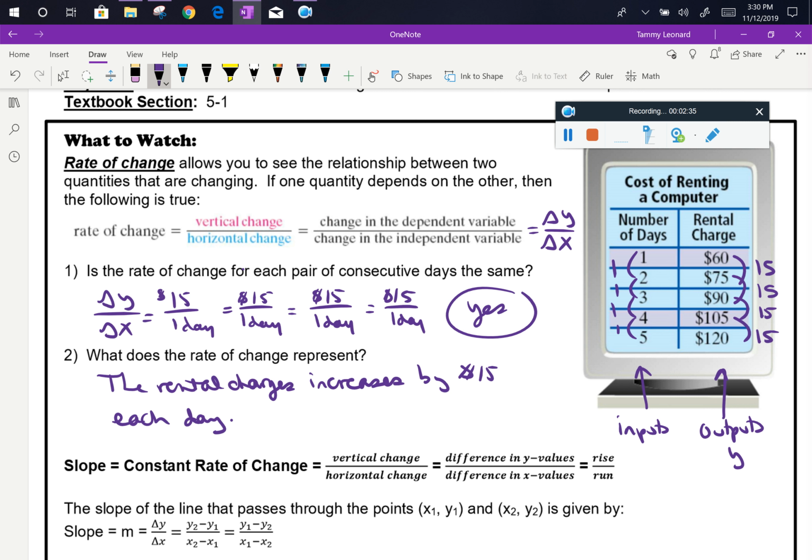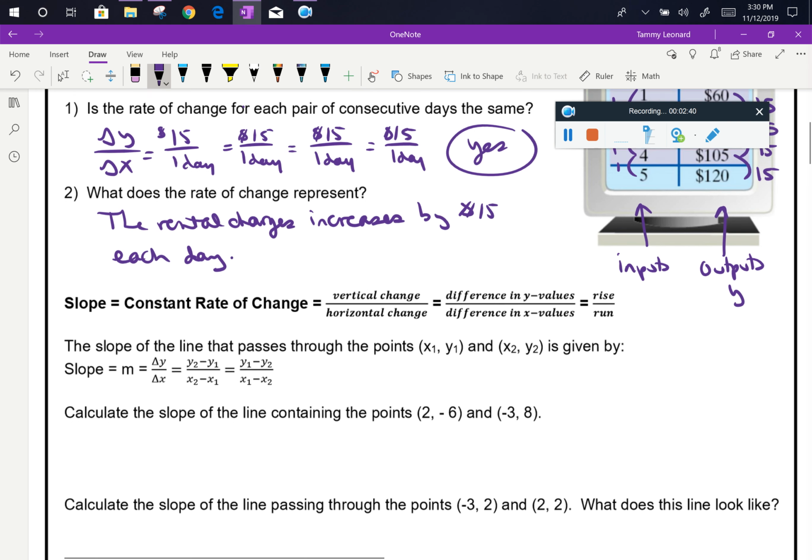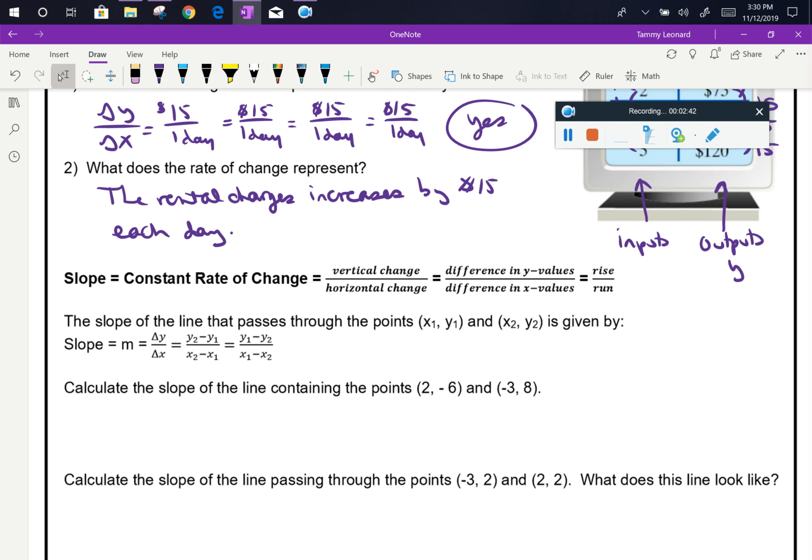Now, when we have a rate of change that's constant, it's exactly the same every time, it gets a special name called slope. There's no big difference between rate of change and slope if we're talking about a line. But if we talk about other types of graphs, which you'll do in Algebra 2 and future math classes, the rate of change will not always be the same. But we spend a lot of time talking about slope in Algebra 1.